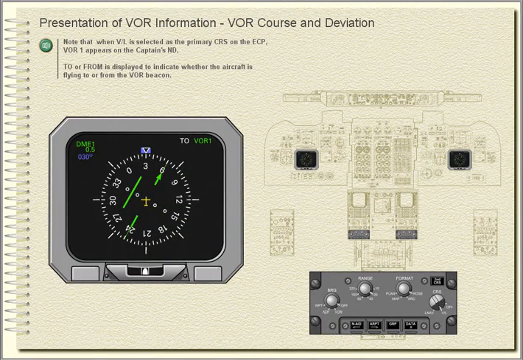Presentation of VOR information. VOR course and deviation. Note that when VL is selected as the primary course on the ECP, VOR 1 appears on the captain's ND. To or from is displayed to indicate whether the aircraft is flying to or from the VOR beacon.